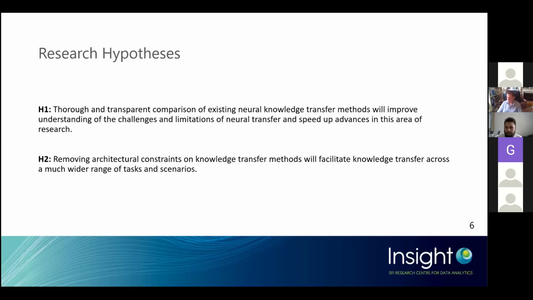And our second hypothesis is that removing architectural constraints on knowledge transfer methods will facilitate knowledge transfer across a much wider range of tasks and scenarios. We're saying here that if we can find ways around these architectural constraints, we'll be able to use these methods in a whole load of extra use cases and get more value out of them.